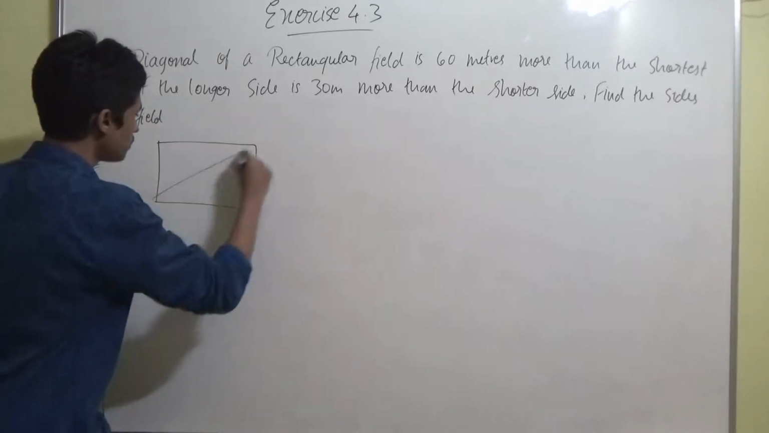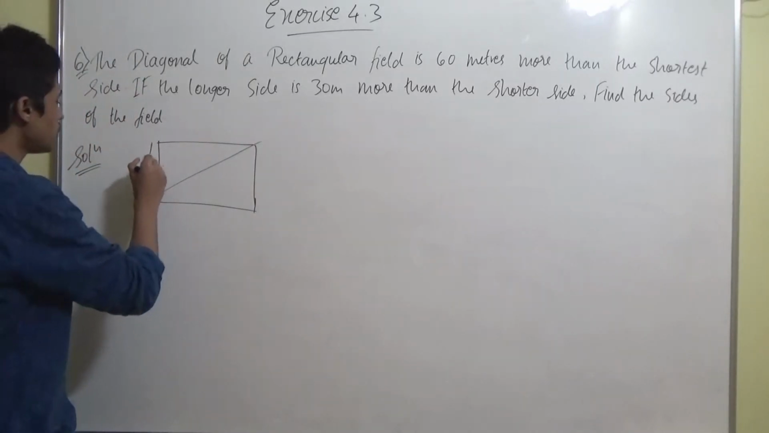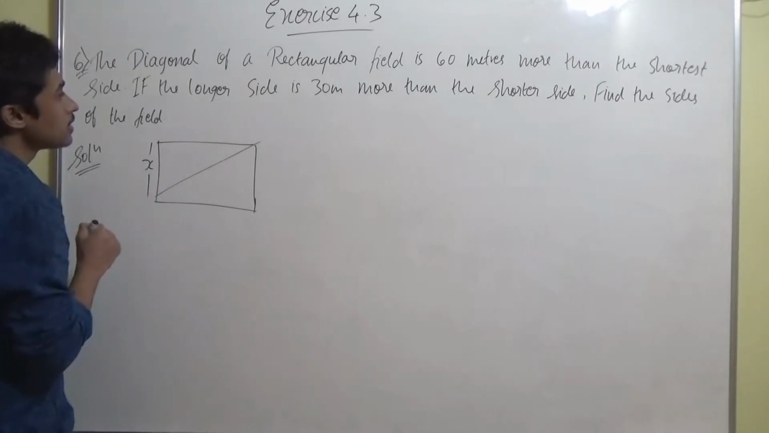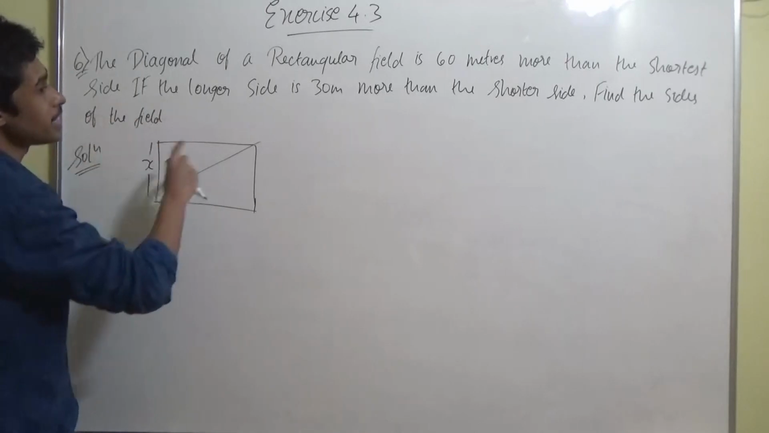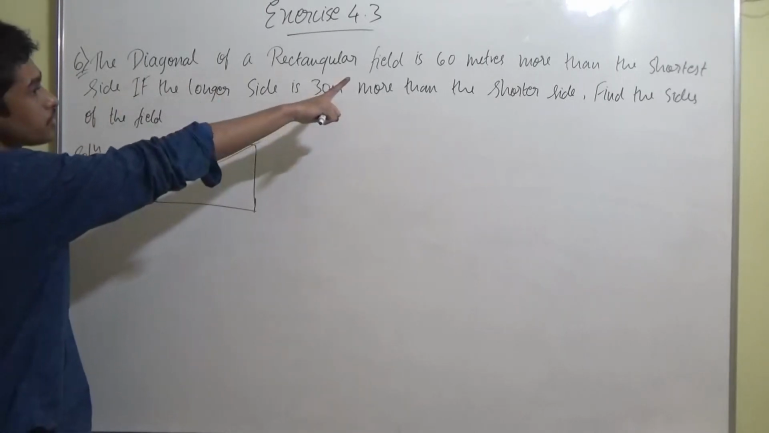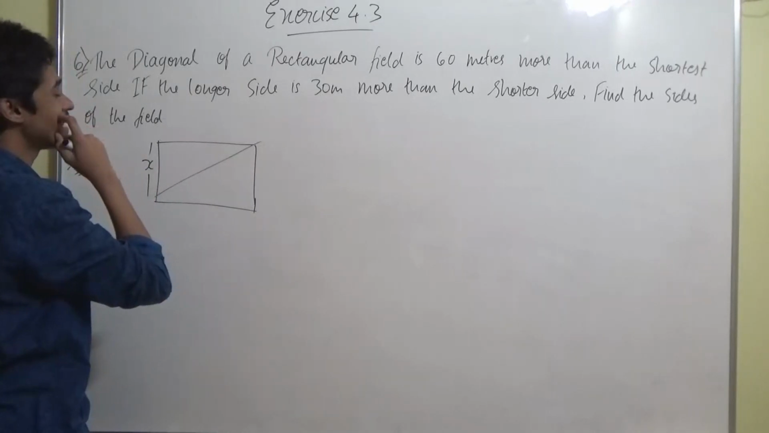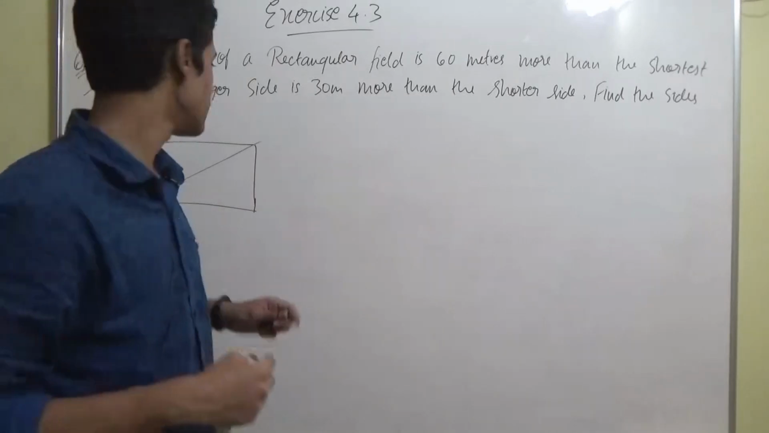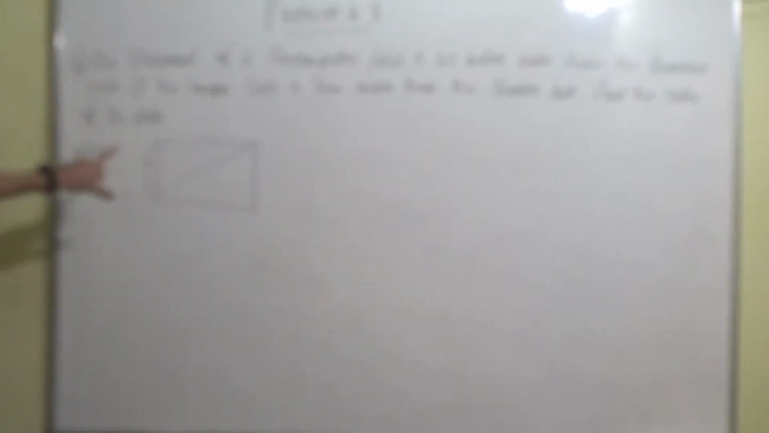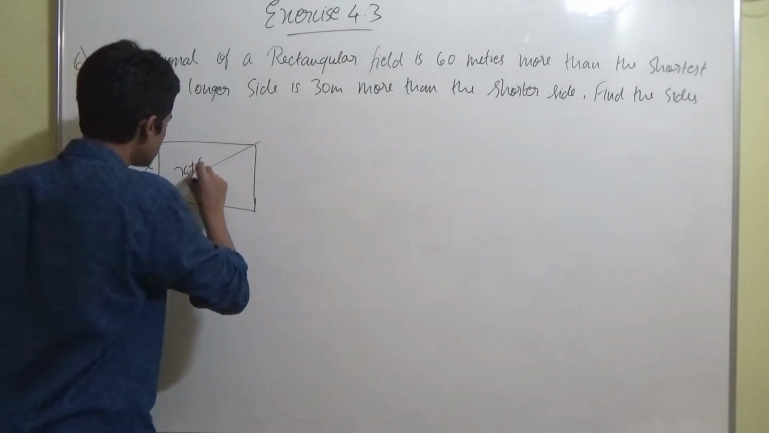So first we'll draw the diagonal also. Let's assume its breadth is equal to x meters. The diagonal of the rectangular field is 60 meters more than the shortest side. The shortest is going to be the breadth, right? The length is going to be longer than the breadth, so the breadth is the shortest side. If you assume the breadth as x, the diagonal will be x plus 60.